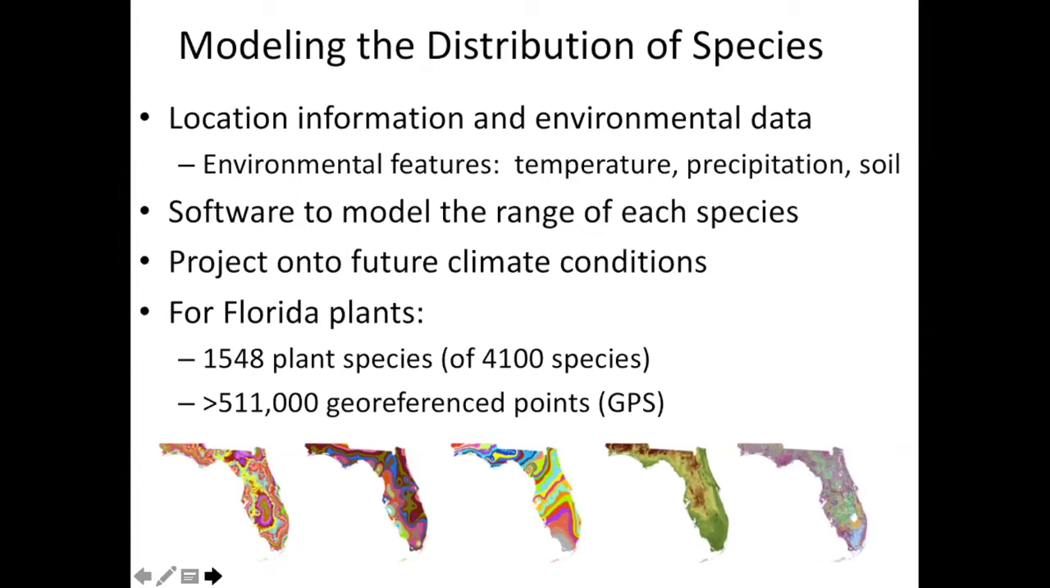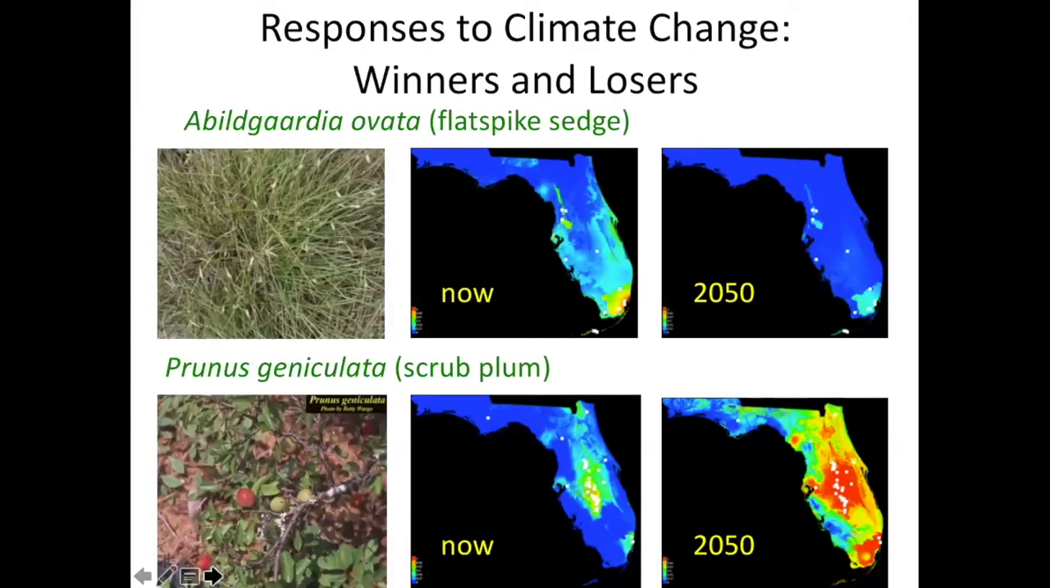So for Florida, we've done this so far for about 1,500 plants, but we're aiming to do it for all of the species in our state. And you can see we've used about 500,000 georeferenced points. So let's just see what we got. Now, there are going to be winners and losers in a climate change scenario. Here on the top is the flat spike sedge. The hot colors indicate, based on our models, where these plants could do well now. And you can see that's mainly in the very southern part of Florida, the southeastern part. If we jump to 2050, now notice it's almost all blue or light blue. So there's really very little area where this species is projected to be able to survive in 2050.